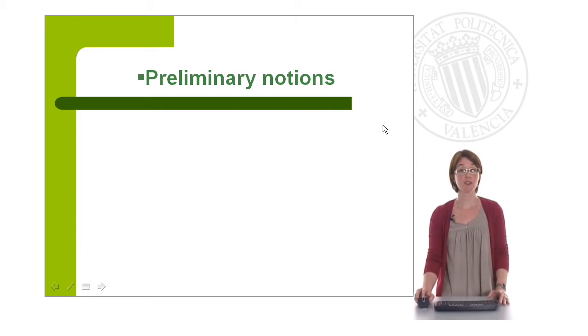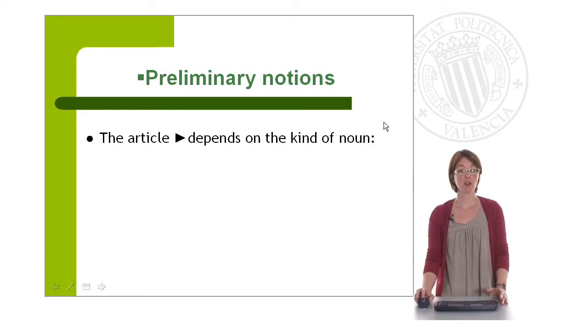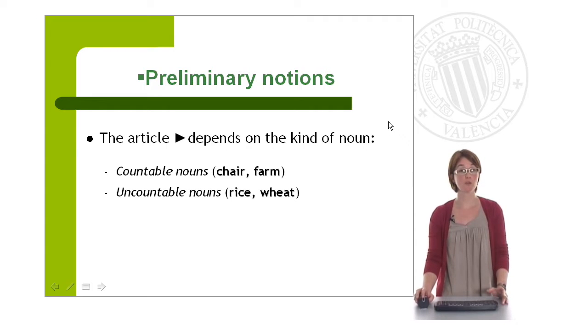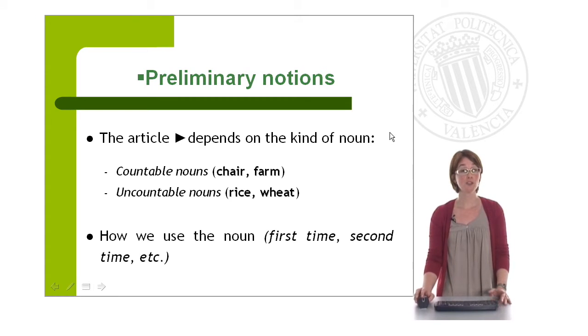Right, before we start, I just want to remind you of some preliminary notions. Normally, we use the English article depending on the kind of noun. As you may remember, there are countable nouns, nouns which can be counted, for example, chair or farm, but there are also uncountable nouns, nouns which cannot be counted. And also, we use the article depending on the way we have used the noun. This means, is it the first time we are using the noun or is it the second time?